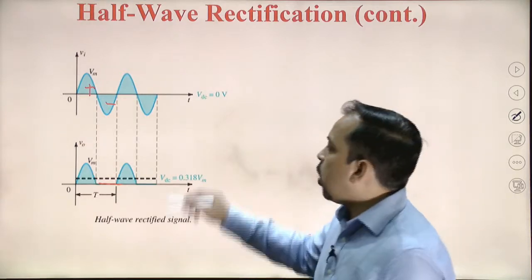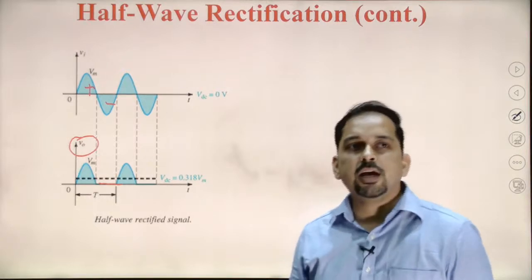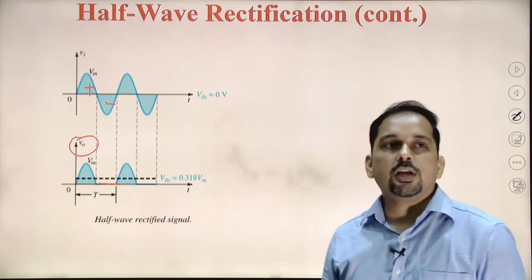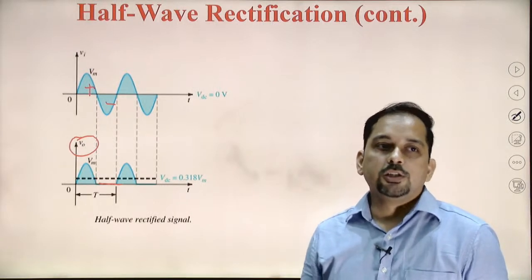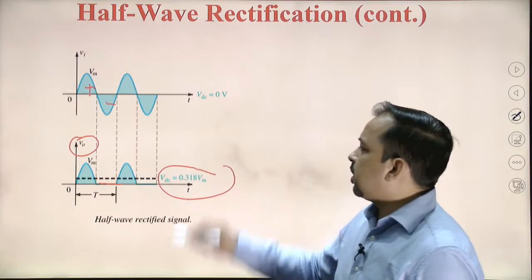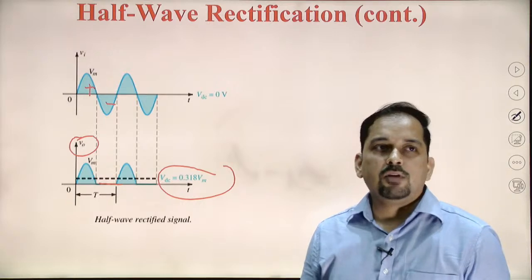This is the output waveform corresponding to the half wave rectifier. We can see here that only the positive peak of the input signal is rectified, whereas during the negative peak the output is 0. I have also marked the DC voltage level corresponding to this. These values we will calculate in our next slides.